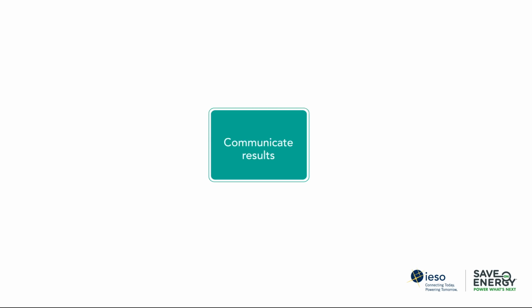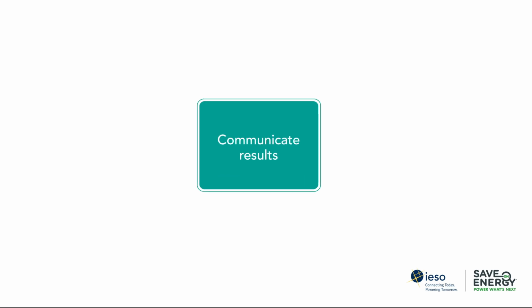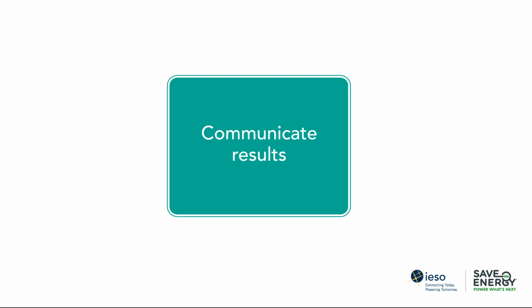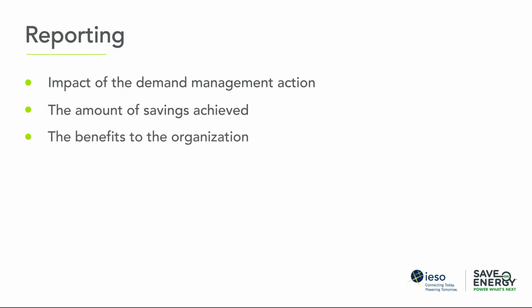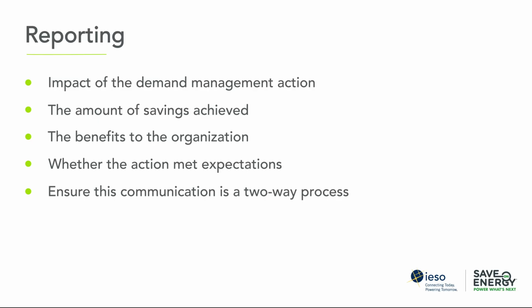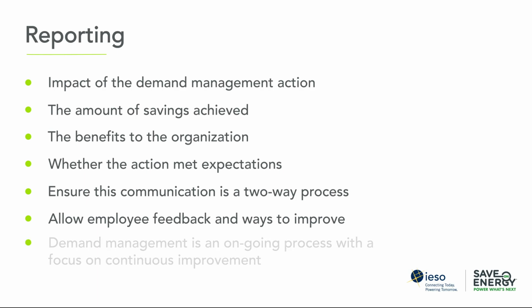Finally, it's important to include a method of communicating the results of demand management actions back to the organization. This will provide concrete evidence that people's efforts are having an impact. Provide examples of the impact of the demand management action, such as the amount of savings achieved or the benefits to the organization. If the action failed or fell short of expectations, include this so that action can be taken to avoid repetition. Make sure that this communication is a two-way process. Allow employees to provide feedback and suggest ways to improve the overall process. Finally, remember that demand management planning should be an ongoing process, with a focus on continuous improvement to achieve success.